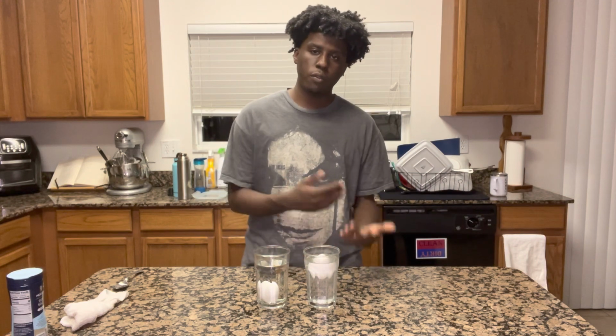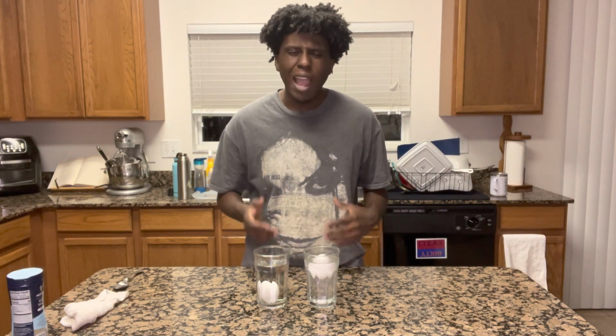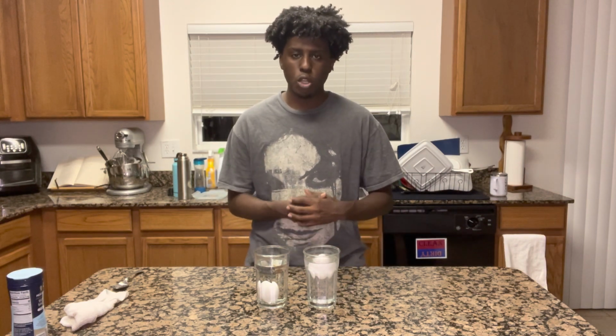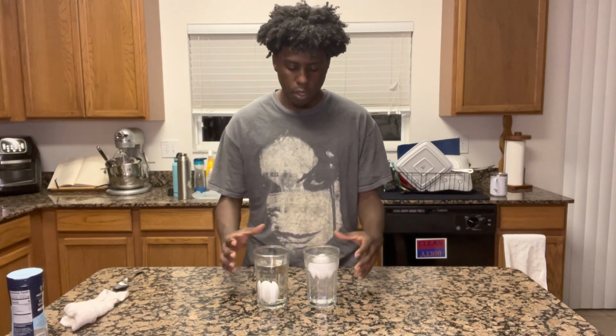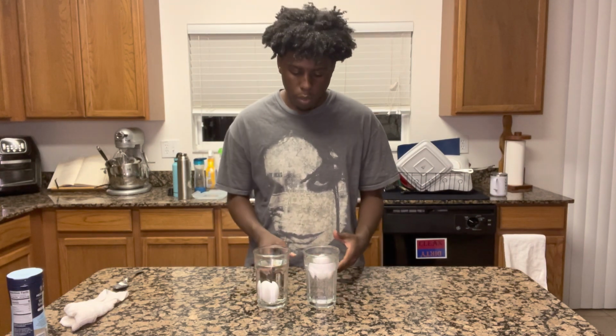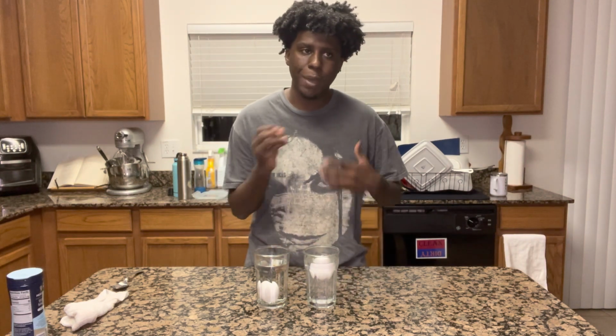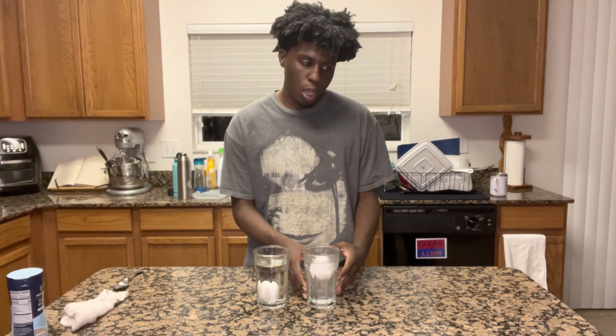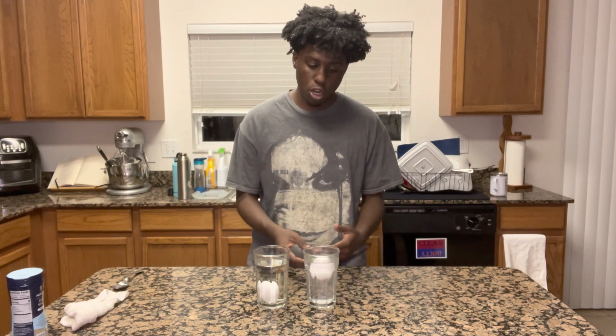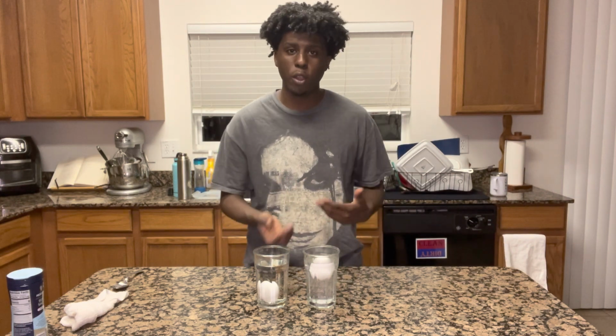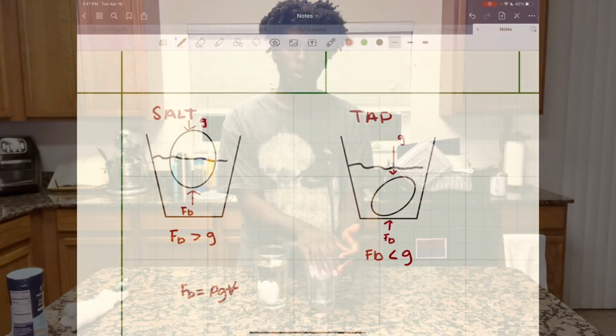gravity, so it floats. I'm going to move to the computer to show a more in-depth analysis of these two situations. But in essence, in salt water, due to the increased density from adding salt, the buoyant force rises, which in turn makes the buoyant force greater than gravity, which allows the egg to float.